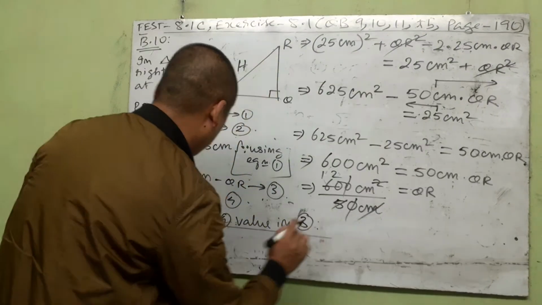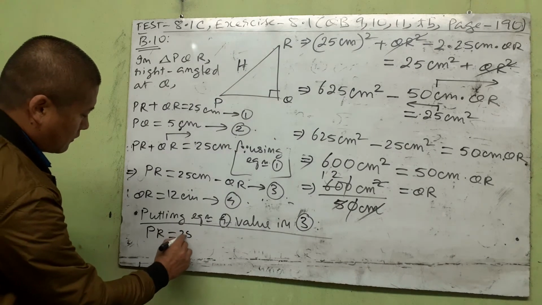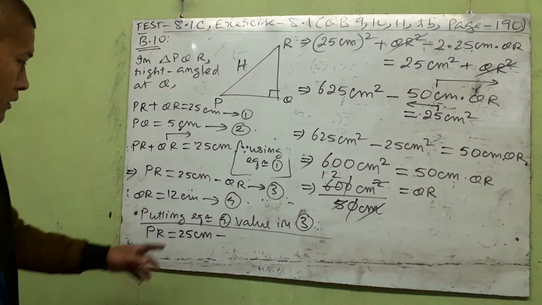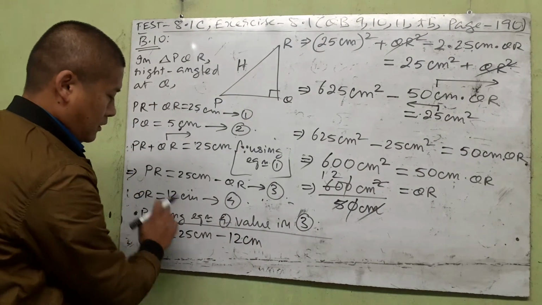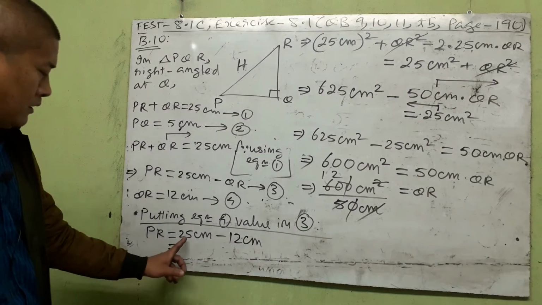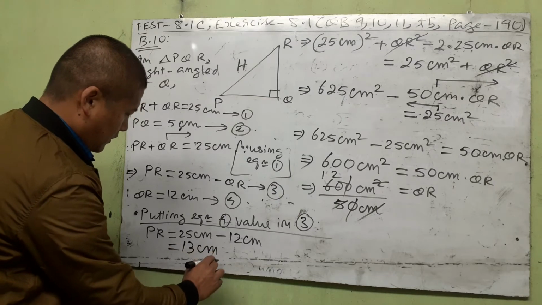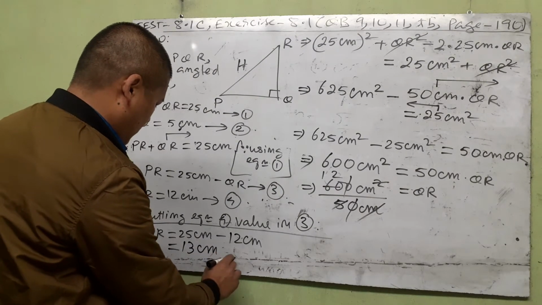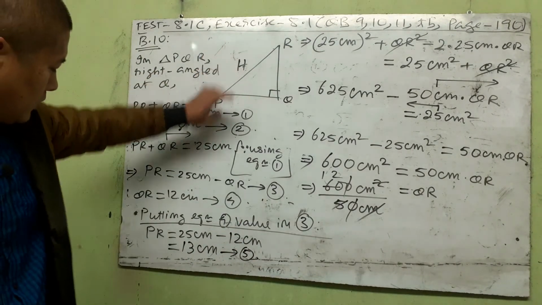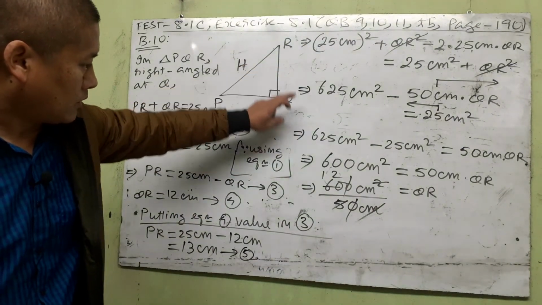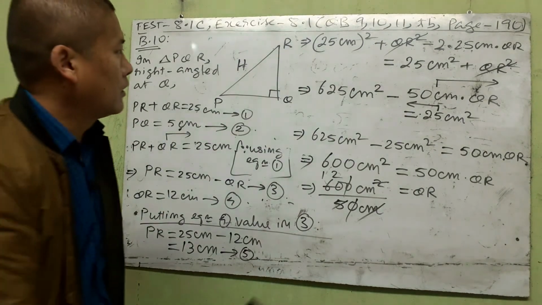What would we get? We would get 3 is this one, PR is equal to 25 centimeter minus QR, and QR in equation 4 is 12, so I put there 12 centimeter in place of QR. Then we're going to get equal to 25 minus 12 is 13 centimeter. So this is PR, so equation number 5, let us say. All the values are fine. PR is here 13, QR is here 12, PQ is here, equation 2, 5 centimeters. So all the 3 sides are known, that of the right triangle.